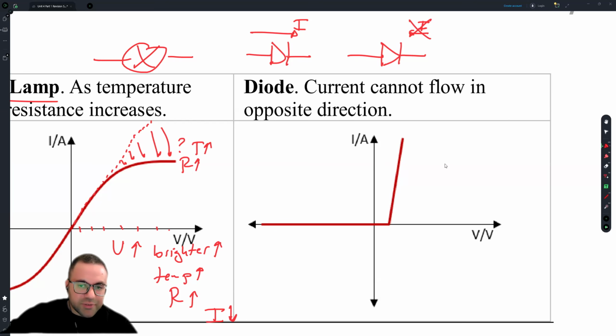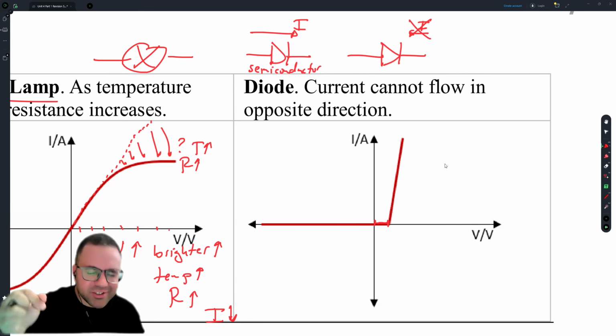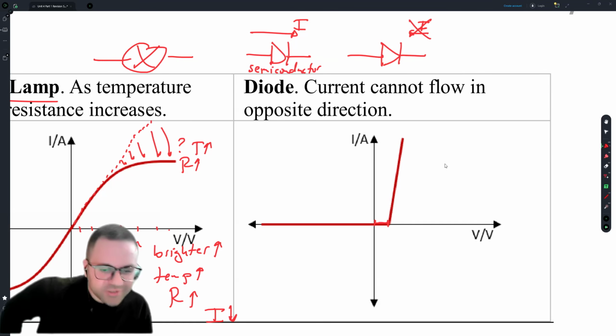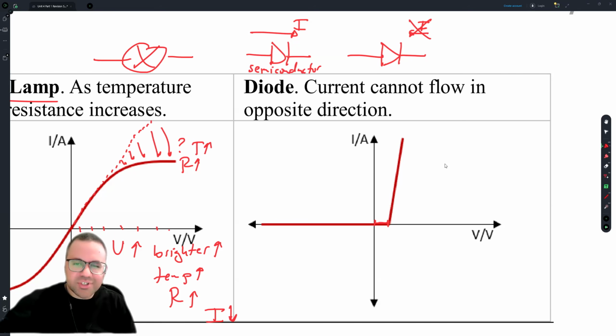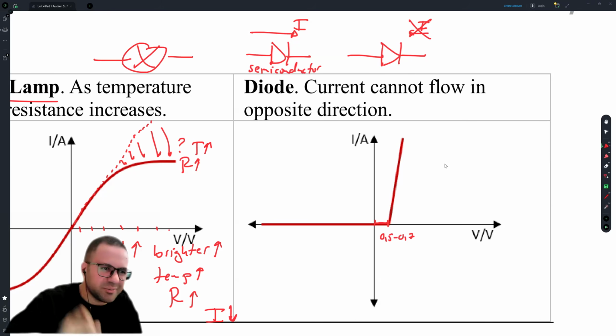So if I plot an IV graph for a diode, you'll notice that for a small voltage, it doesn't conduct. Because diodes are not made of metals. They're made of what we call semiconductors. And it's a specific type of semiconductor that needs a little bit of extra voltage to start conducting. This voltage is around 0.5 to 0.7. It depends on the material.